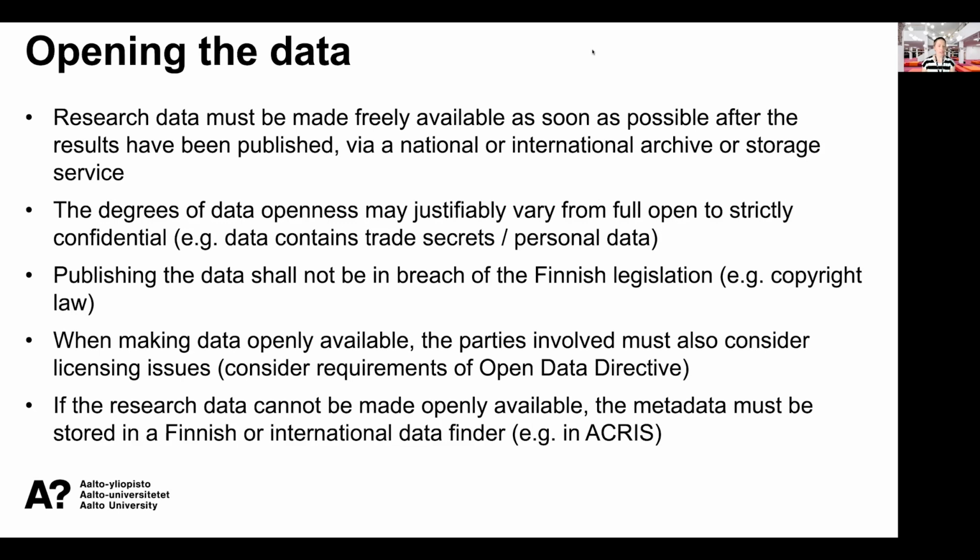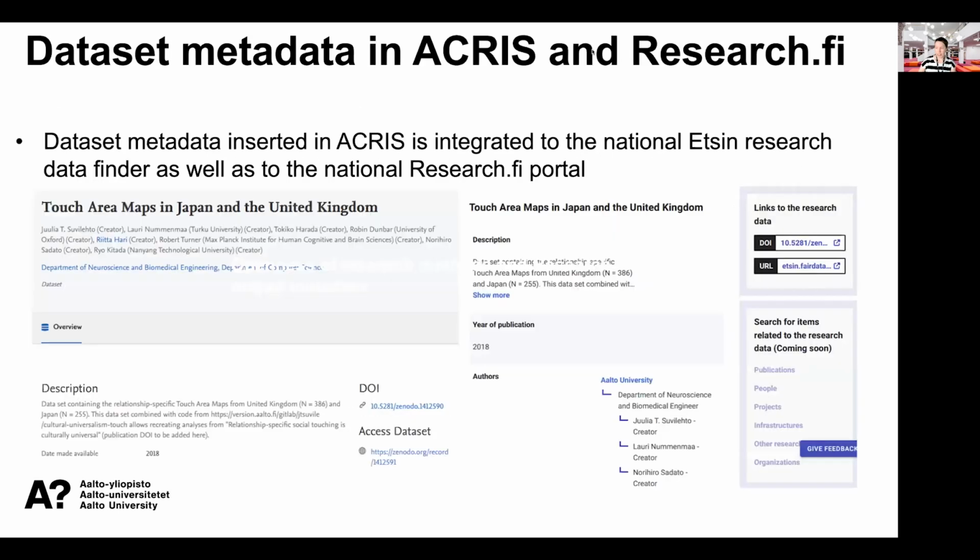And finally, if the research data cannot be made openly available, the metadata should be stored in a Finnish or international data finder. For example, Aalto Current Research Information System, ACRIS, in Aalto University. And this is how the dataset metadata can look like in ACRIS and research.fi, which is the national research portal of Finland. You have the information on the data, but not the actual data here.